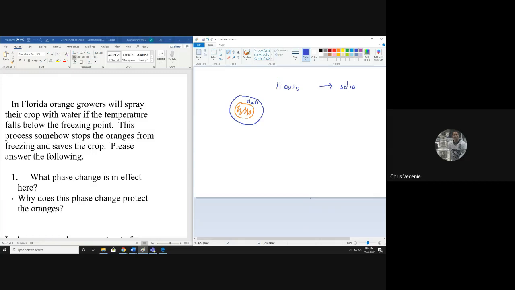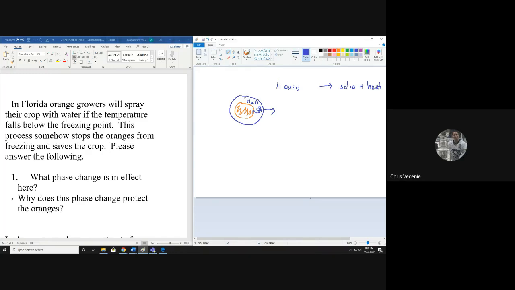The liquid moves faster than the solid does. So whenever that occurs, kinetic energy, heat, needs to leave for those liquid particles to slow down enough to get locked in place. That heat leaves, sure, out into the cold air. But the heat that's leaving as the water freezes also goes into the orange. So the orange gets to accept the heat that the water is releasing, and it helps to warm the orange.